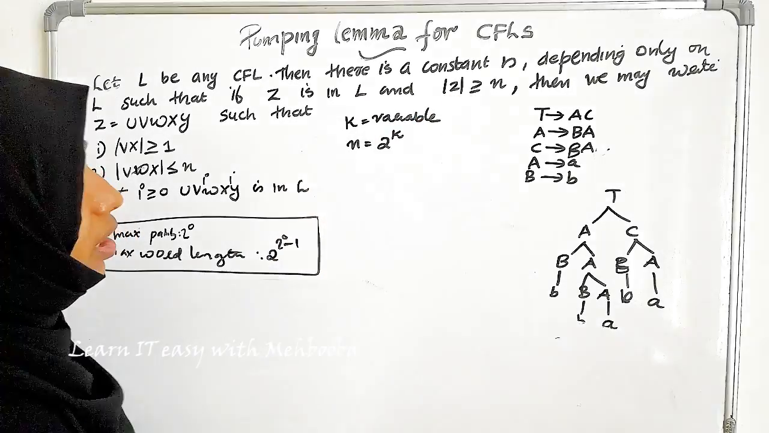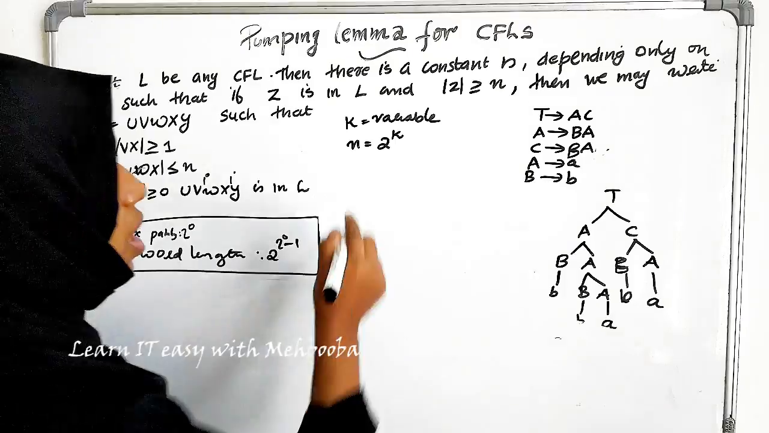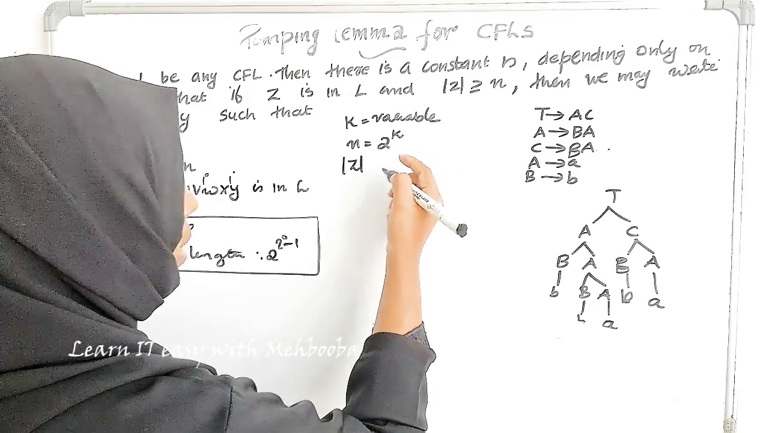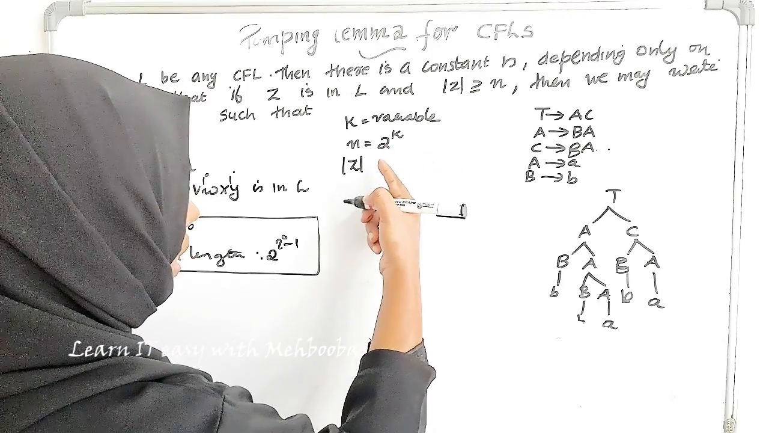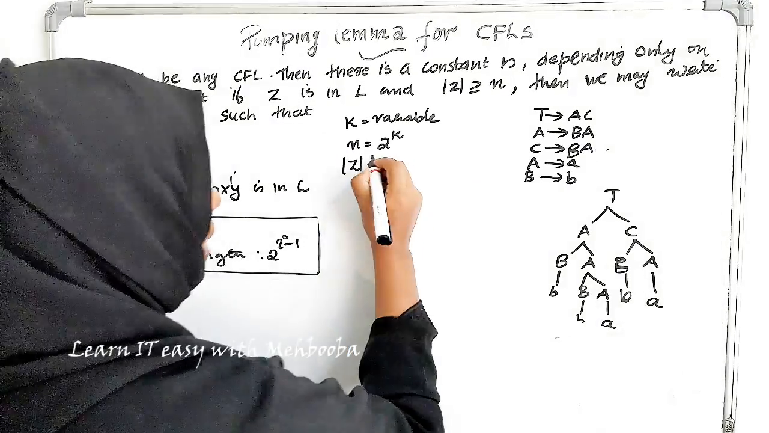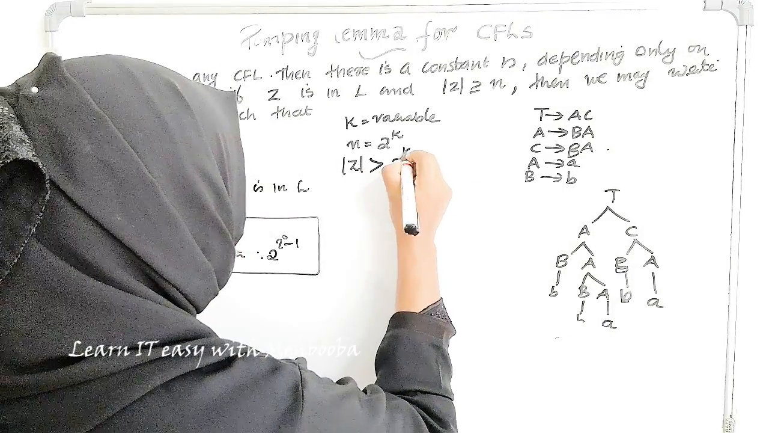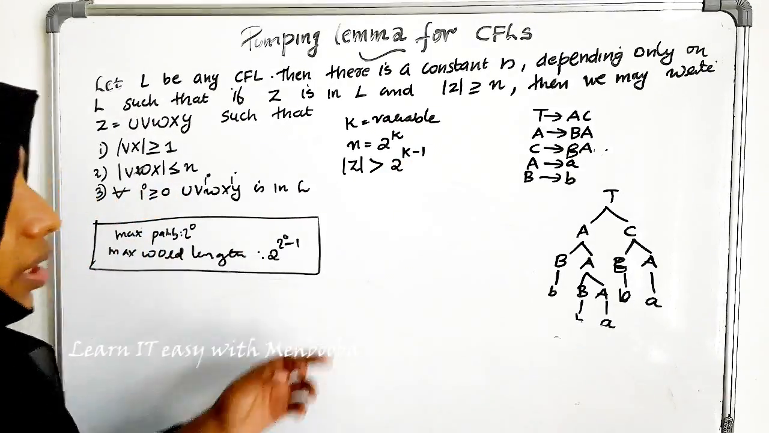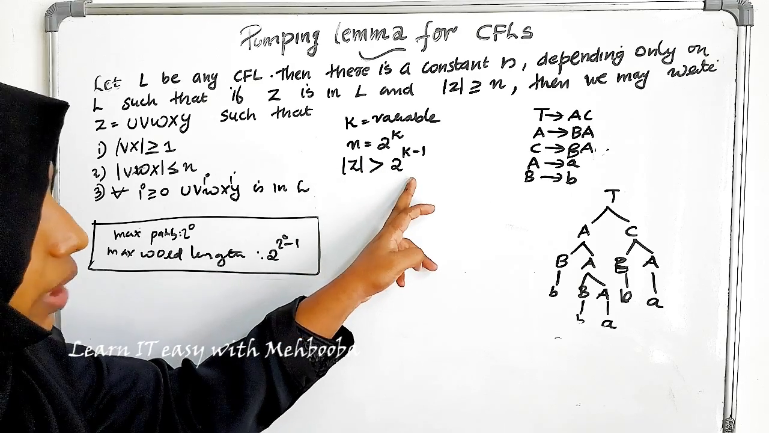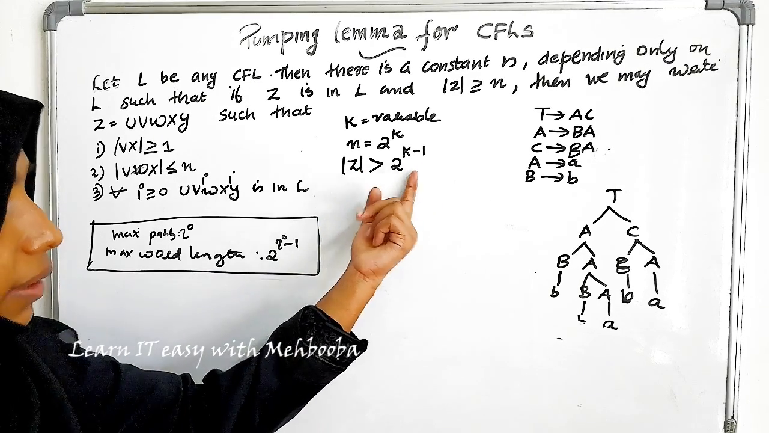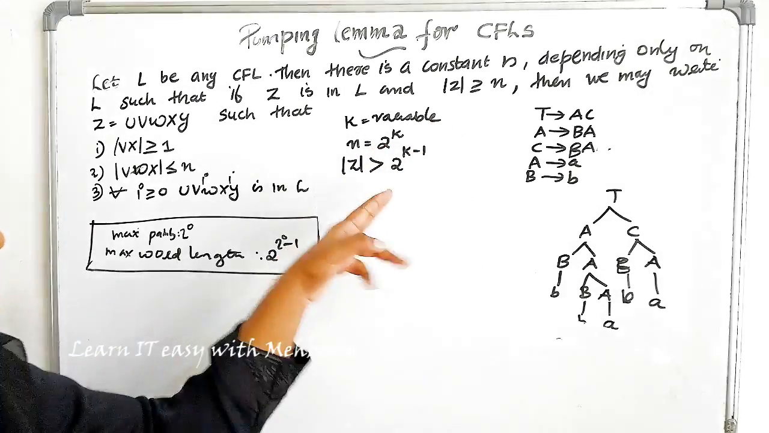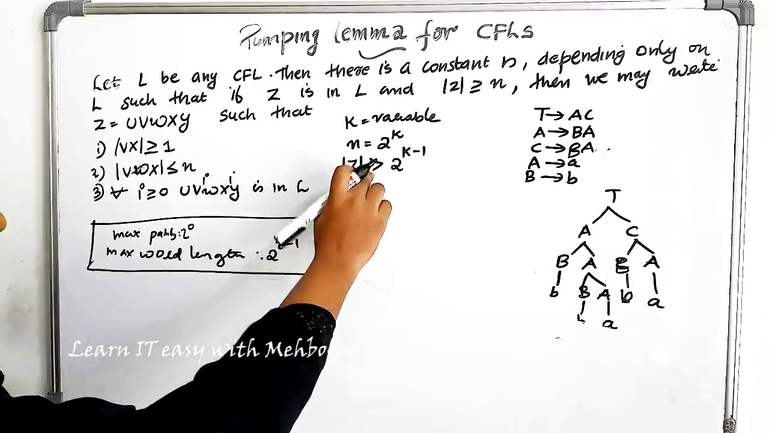the size of z should be greater than or equal to n, isn't it? So the length of z should be greater than or equal to n. n is 2 raised to k, isn't it? That means z should be greater than 2 raised to k minus 1 for sure, because the minimum value z can have is 2 raised to k. That is, the minimum value allowed for z is 2 raised to k. The same thing, so we have written it in this particular format.